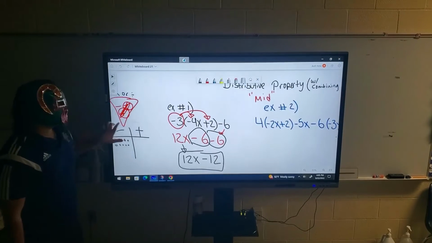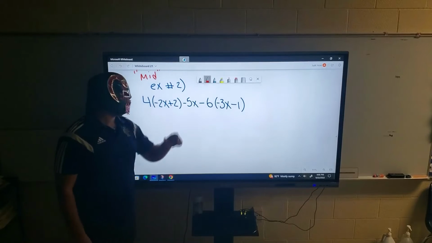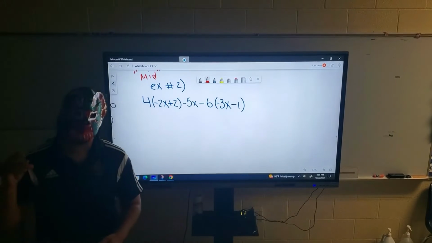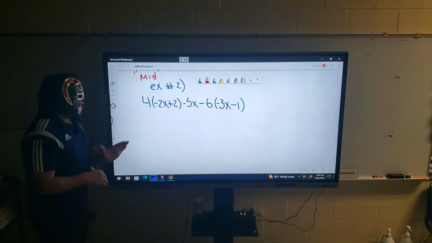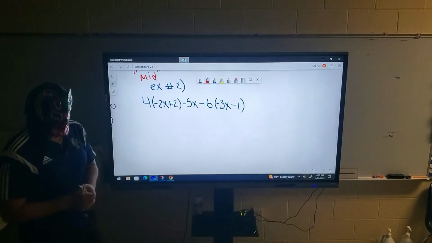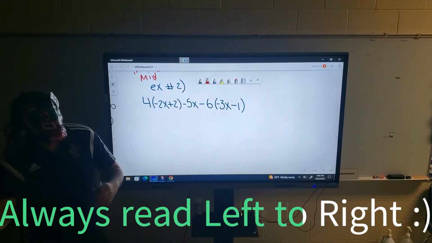So let's go into one that's a little bit harder, a little bit difficult. For some of you guys maybe just go real quick. So when we're looking at this, we have two sets of parentheses. All right, so you always start reading from left to right. Very important thing to remember later on, from left to right.